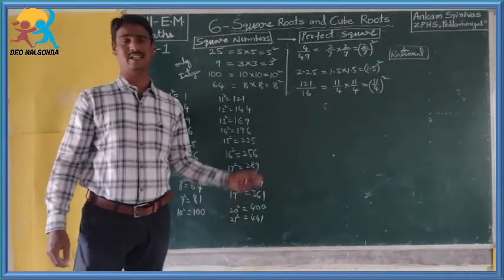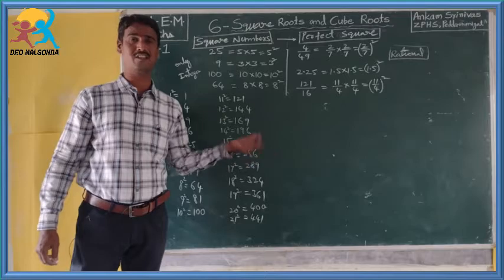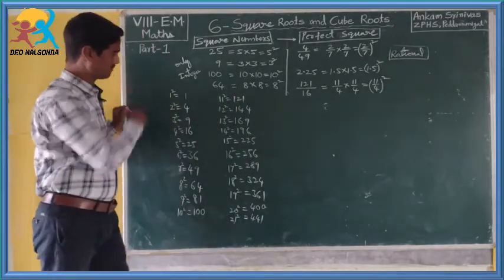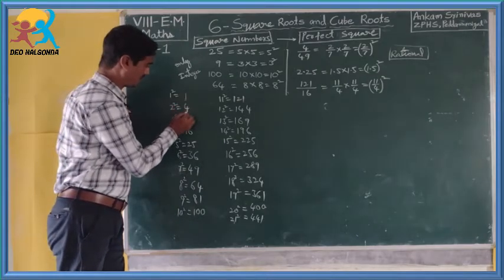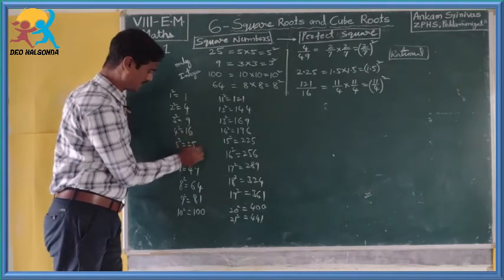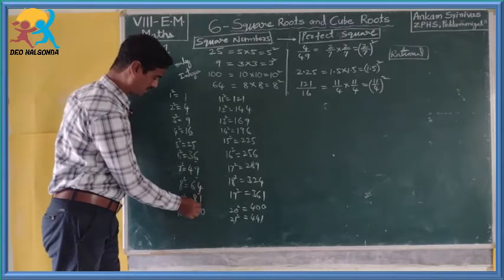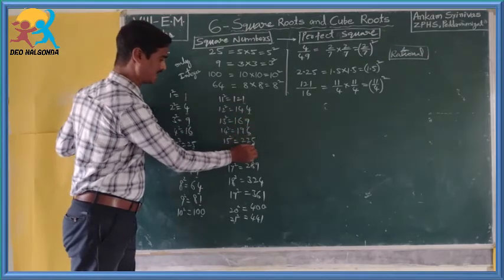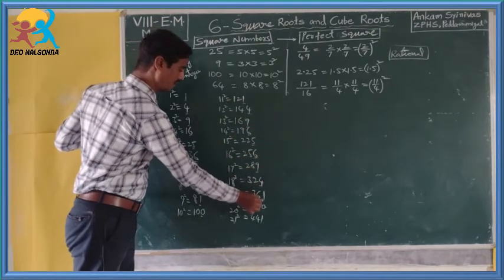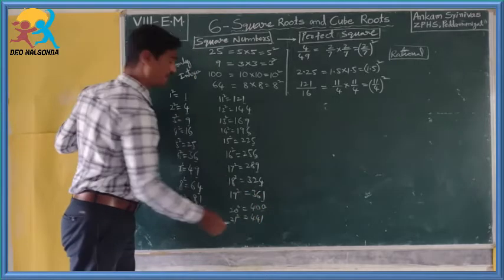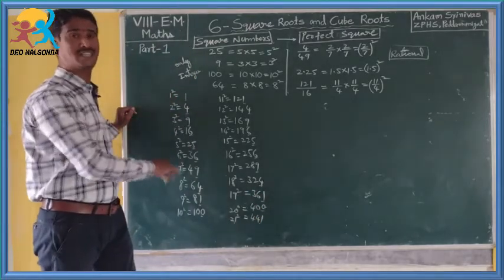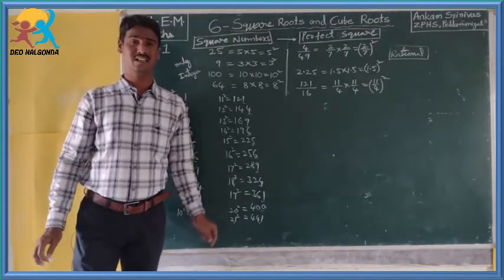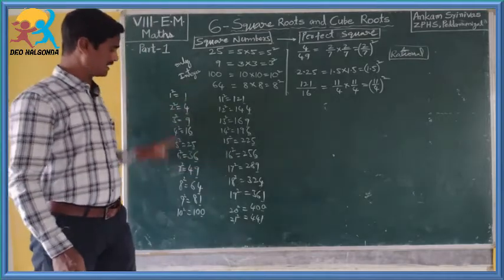Let's check which digit a perfect square ends with. Here the unit digits are 1, 4, 9, 6, 5, 6, 9, 4, 1, 0. If you observe all the unit digits of a perfect square, they end with repeated digits.